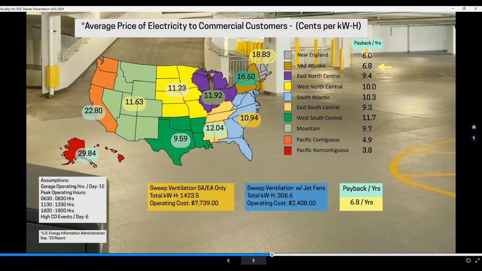Energy Information Administration report from September 2023. It's almost a year old, but still very relevant. And we look at the cost of energy. The project was located in Pittsburgh. Now, we made some assumptions.